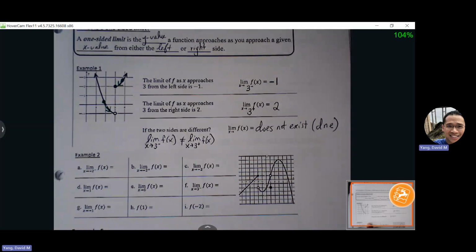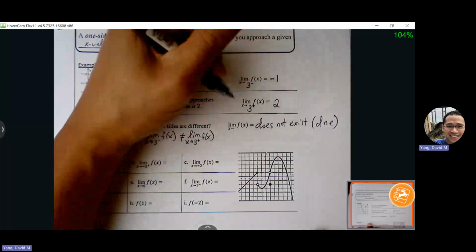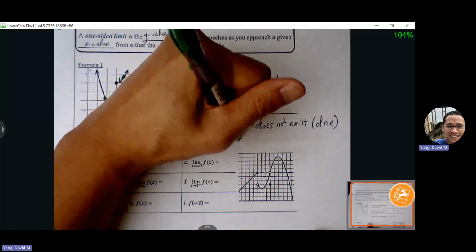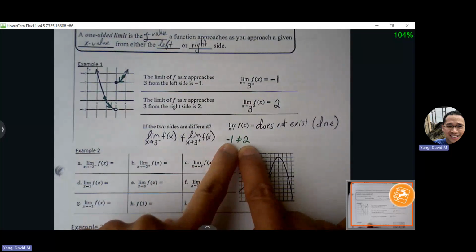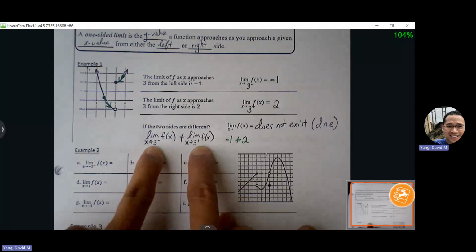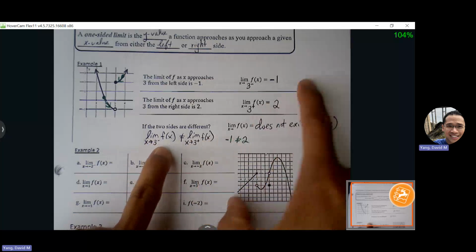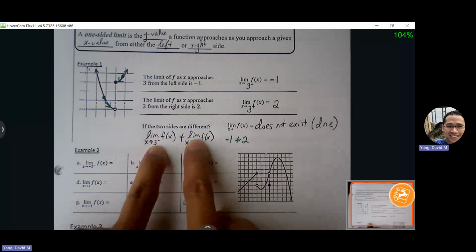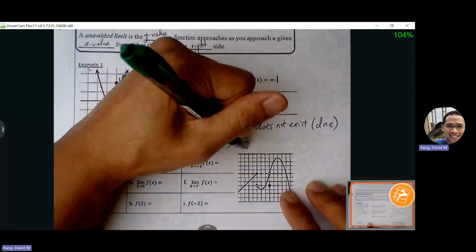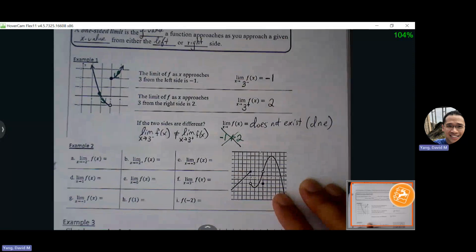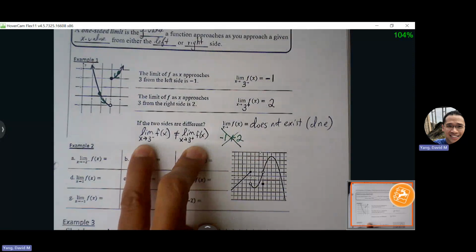Now, this is what I see some students do. I know what you mean, but this will not earn you full credit. If you say -1 doesn't equal 2, that is true, but it's not clear enough what we're comparing. We don't have to specify what these values are when we justify. We just have to say that they are not equal to each other. So we don't want to write it this way. We want to write it in this form.